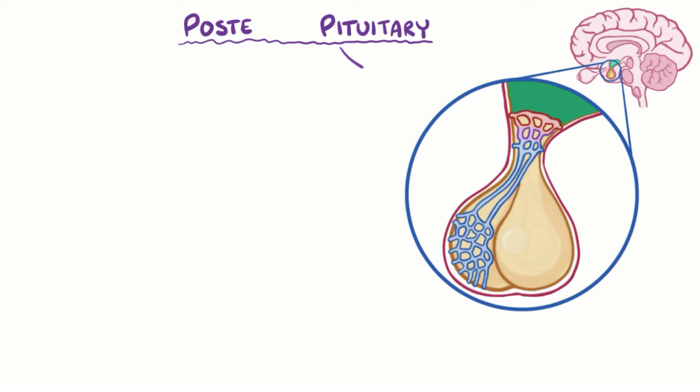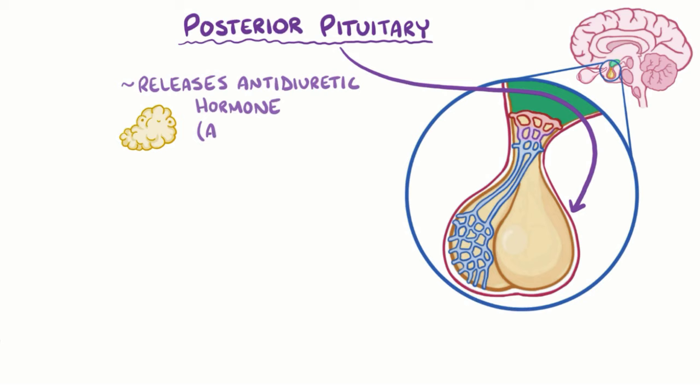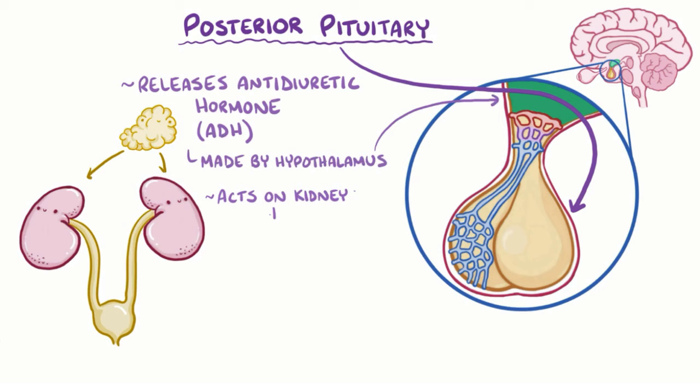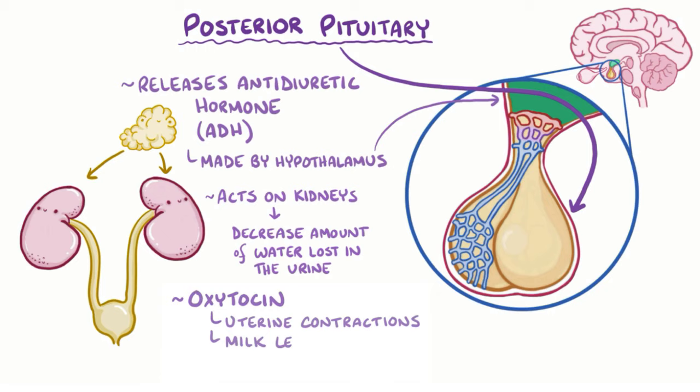The posterior pituitary, which is the back of the pituitary gland, releases the antidiuretic hormone, or ADH, which is made by the hypothalamus. ADH acts on the kidneys to decrease the amount of water lost in the urine. The posterior pituitary also produces oxytocin, which is responsible for uterine contractions during labor and milk letdown during breastfeeding.